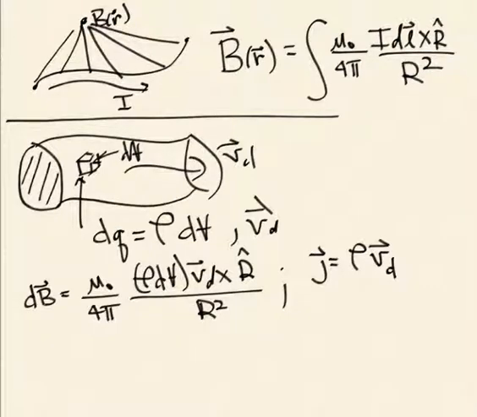And so I can rewrite this expression for dB as mu naught over 4 pi J, which is the current density in the wire or in whatever. This doesn't have to be a wire. It could be any volumetric distribution of moving charge. For example, we talked already about the dynamo of the Earth.